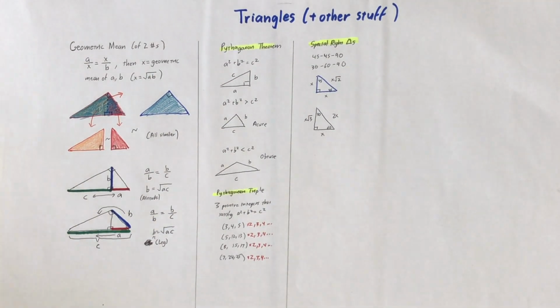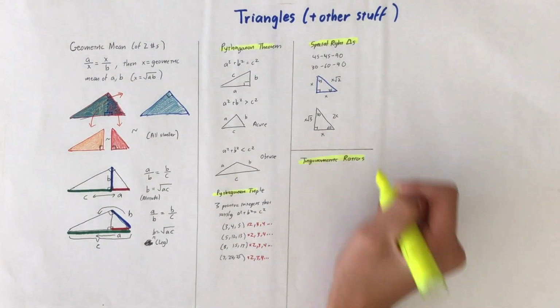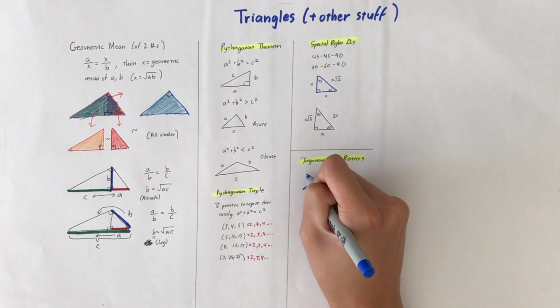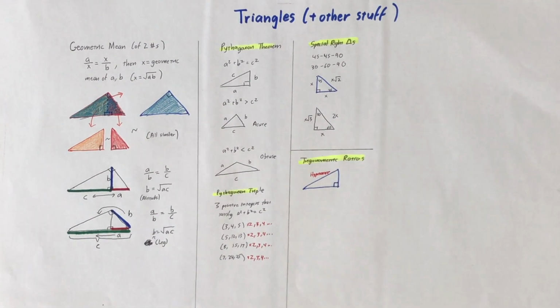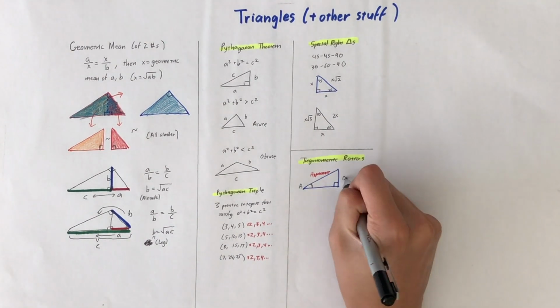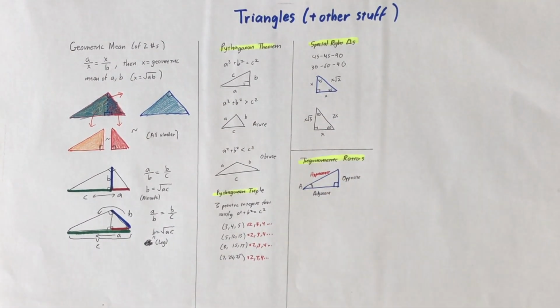Next, we learned about trigonometric ratios, which only apply to right triangles. A trigonometric ratio is a relationship between one of the acute angles of a right triangle and some of the sides of the right triangle. Let's say we picked angle A right here. The opposite side is the side that's opposite the angle, and the adjacent side is the side that's next to it but is not the hypotenuse. And the hypotenuse is, of course, the longest side.